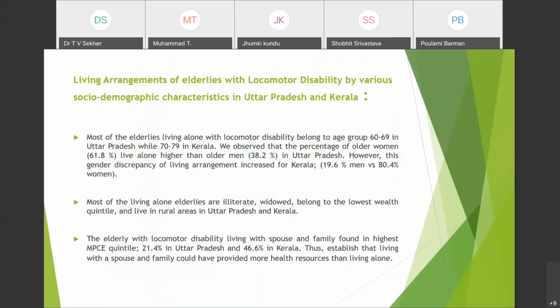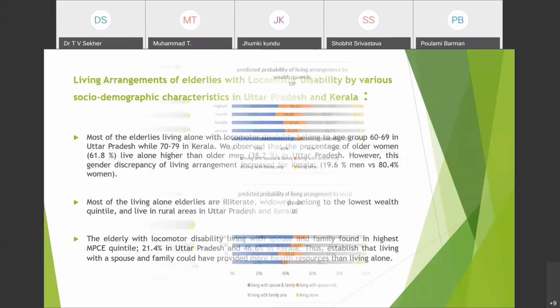We observed that the percentage of older women living alone is higher than older men in Uttar Pradesh. However, this gender discrepancy in living arrangement increased for Kerala. Most of the elderly living alone are illiterate, widowed, belong to the lowest wealth quintile, and live in rural areas in UP and Kerala. The elderly with locomotor disability living with spouse and family are found in the highest MPCE quintile.